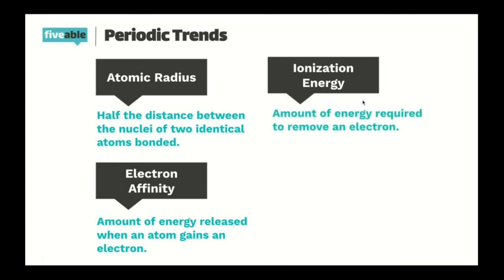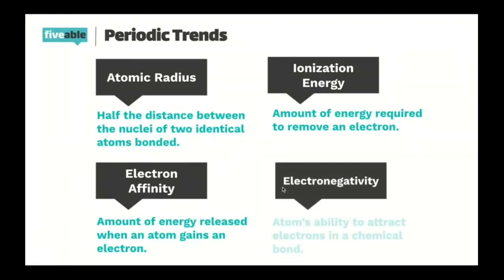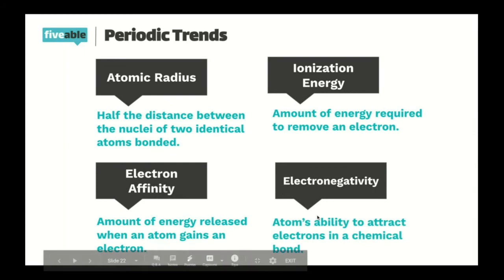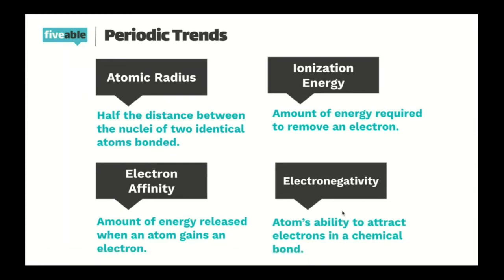The big one, though, the big vocab word, is ionization energy. Ionization energy is referring to the amount of energy required to remove an electron from an atom. And last but not least, electronegativity refers to the atom's ability to attract electrons in a chemical bond. You should just know each of these vocab words by heart. Like every time I ask my students these, I love it when they can just state exactly what these vocab words are.